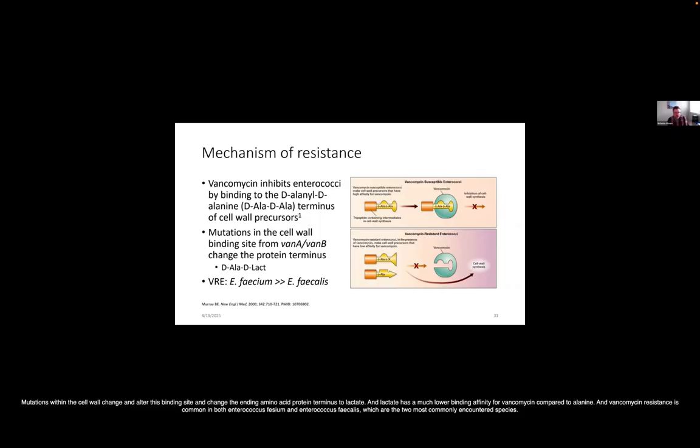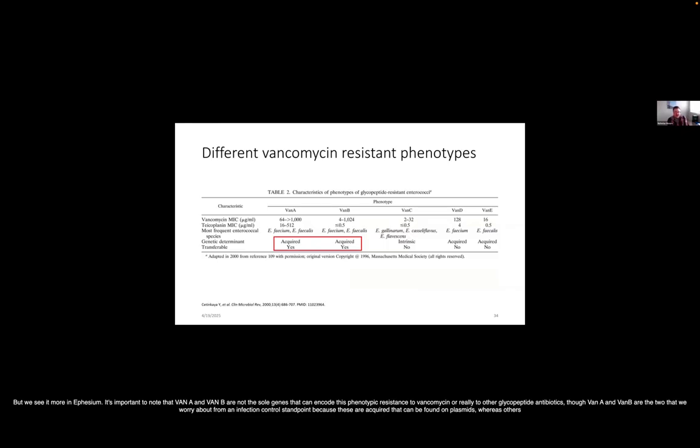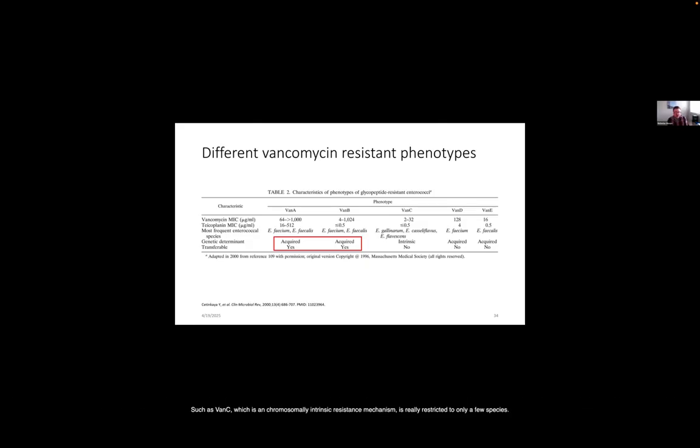And vancomycin resistance is common in both Enterococcus faecium and Enterococcus faecalis, which are the two most commonly encountered species, but we see it more in E. faecium. It's important to note that VanA and VanB are not the sole genes that can encode this phenotypic resistance to vancomycin or to other glycopeptide antibiotics, though VanA and VanB are the two that we worry about from an infection control standpoint because these are acquired and can be found on plasmids, whereas others, such as VanC, which is a chromosomally intrinsic resistance mechanism, are restricted to only a few species.